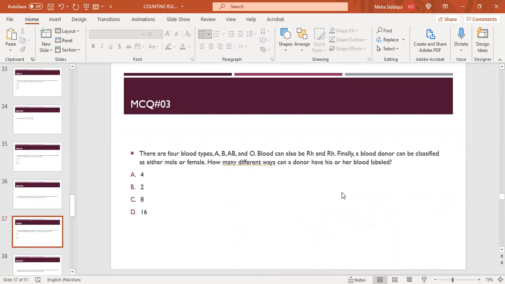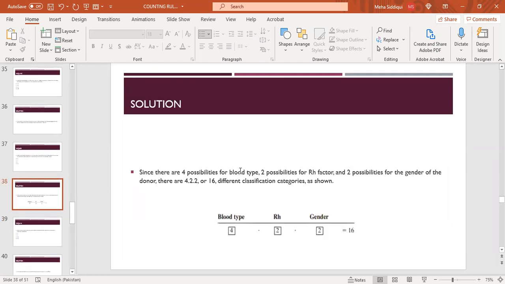Now MCQ number 3. There are 4 blood types, A, B, AB and O. Blood can also be RH positive and RH negative. Finally, a blood donor can be classified as either male or female. How many different ways can a donor have his or her blood? Any guesses? 16. Okay, let's see.